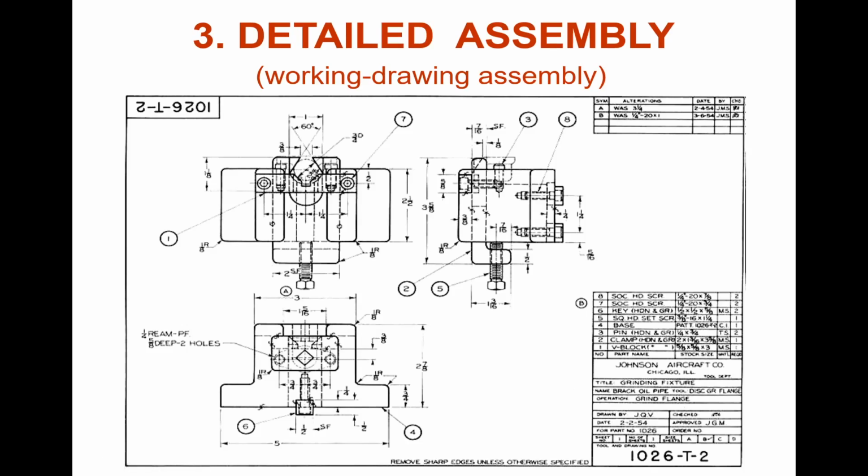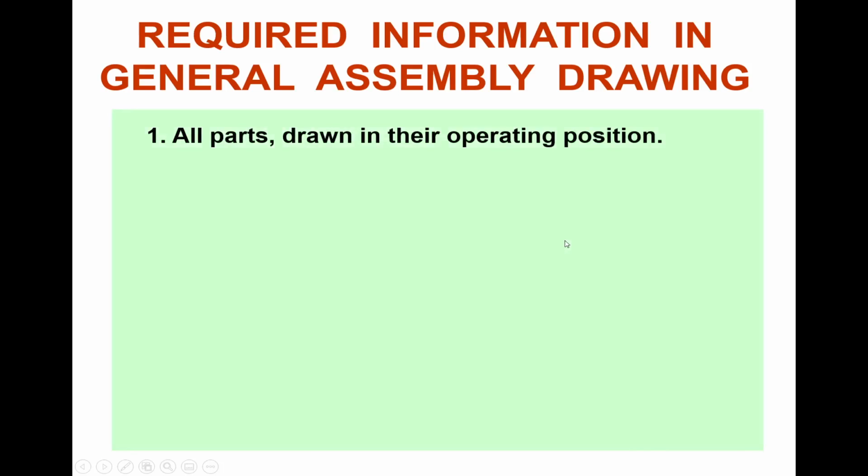Another example, this is an example for a detail assembly. So dalam detail assembly ni dia akan tunjukkan ada apa ni, dimension. Okay, so apa yang you kena tahu sekarang is what are the information that are usually required in general assembly drawing. Okay, for example, the first one is all parts will be drawn in their operating position.